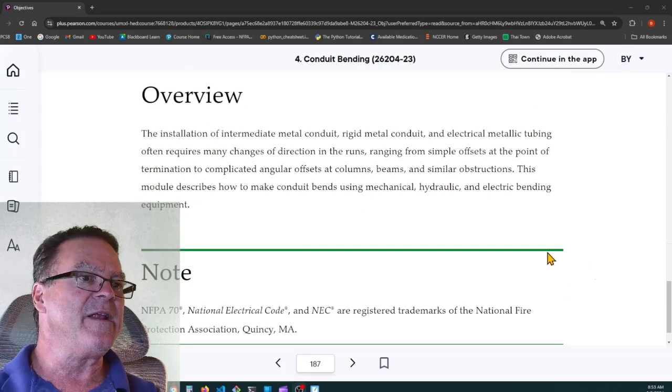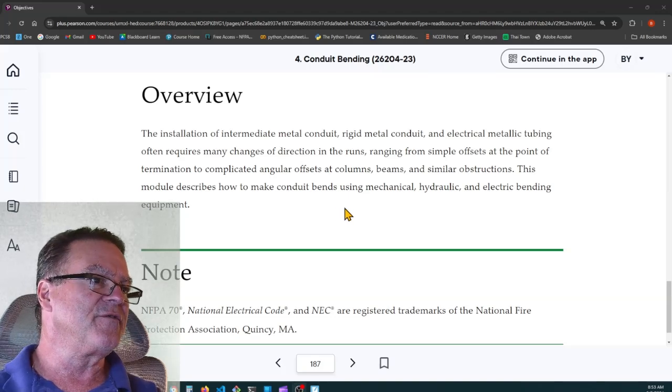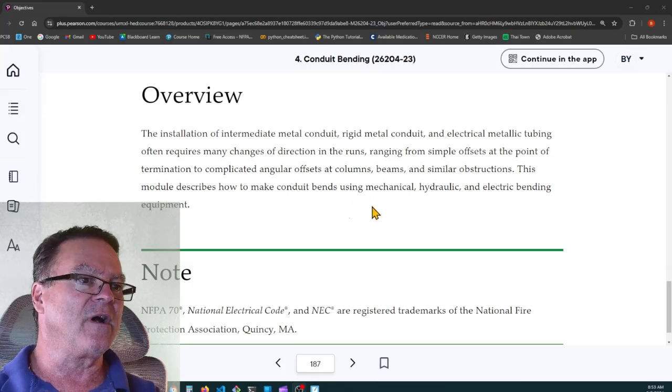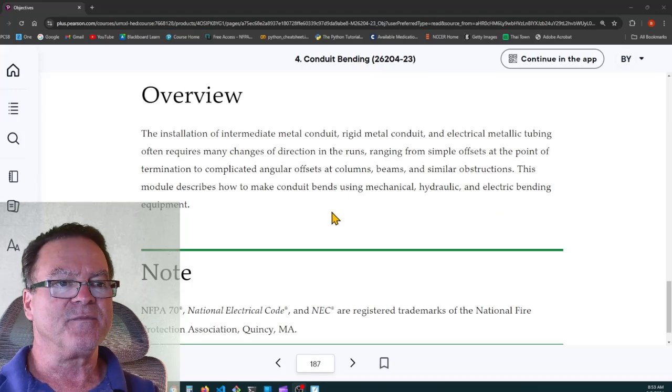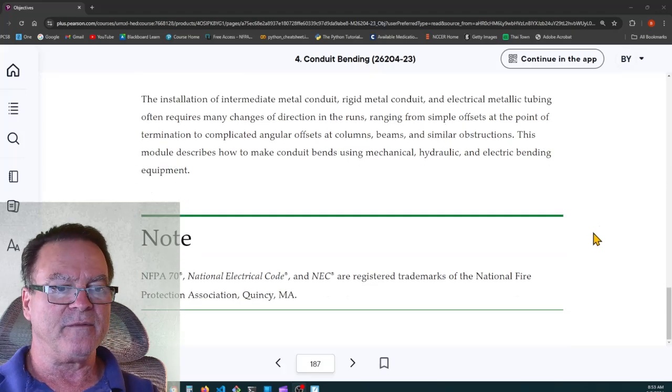The installation of intermediate metal conduit, rigid metal conduit, and electrical metallic tubing often requires many changes in direction in the runs, ranging from simple offsets at the point of termination to complicated angular offsets at columns, beams, and similar obstructions. This module describes how to make conduit bends using mechanical, hydraulic, and electric bending equipment.